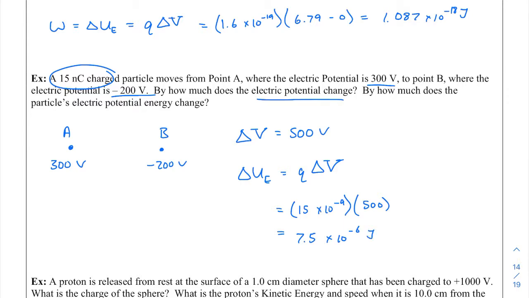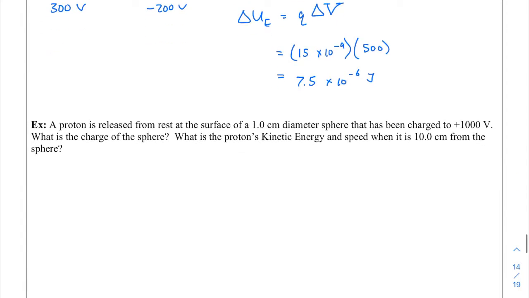Okay, and last question. A proton is released from rest at the surface of a 1 centimeter diameter sphere that has been charged to positive 1,000 volts. What is the charge of the sphere? So I've got this sphere, and it has a potential of 1,000 volts at the surface, and it's asking what is the charge of the sphere.